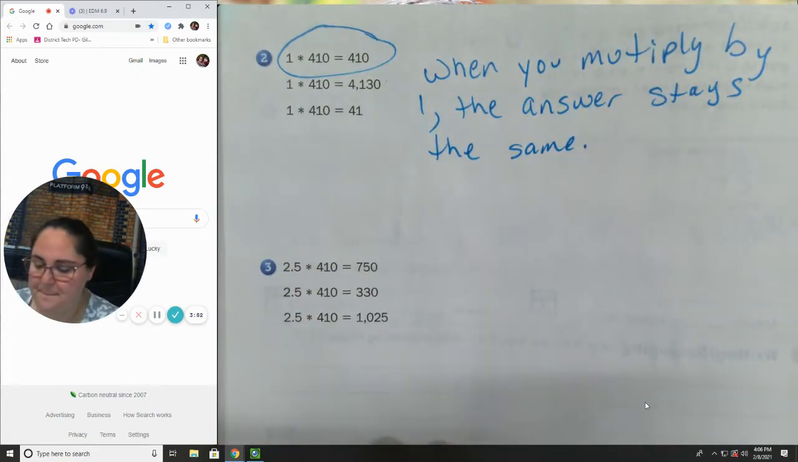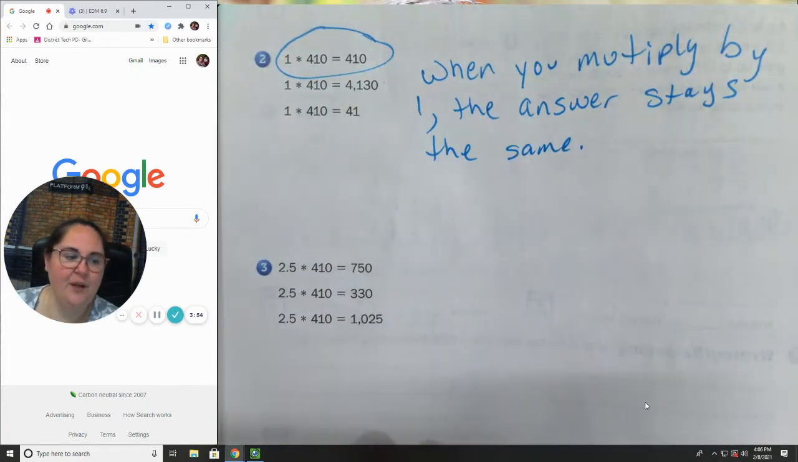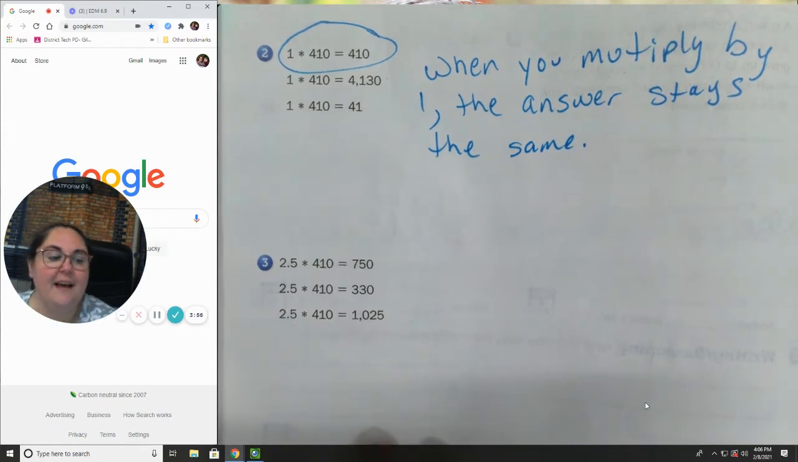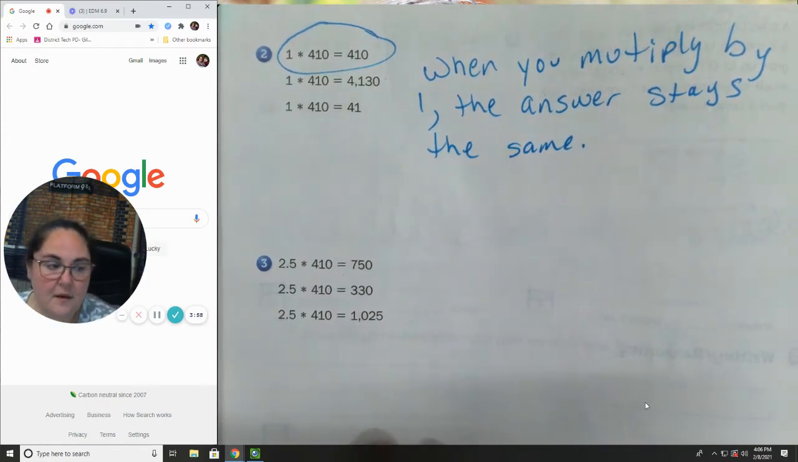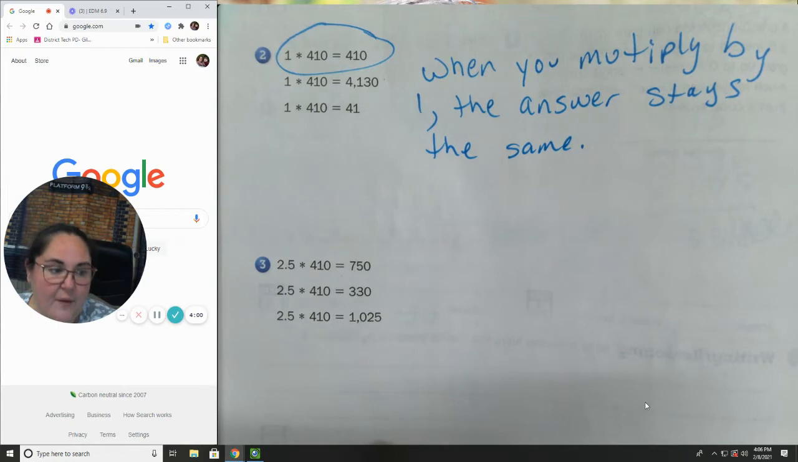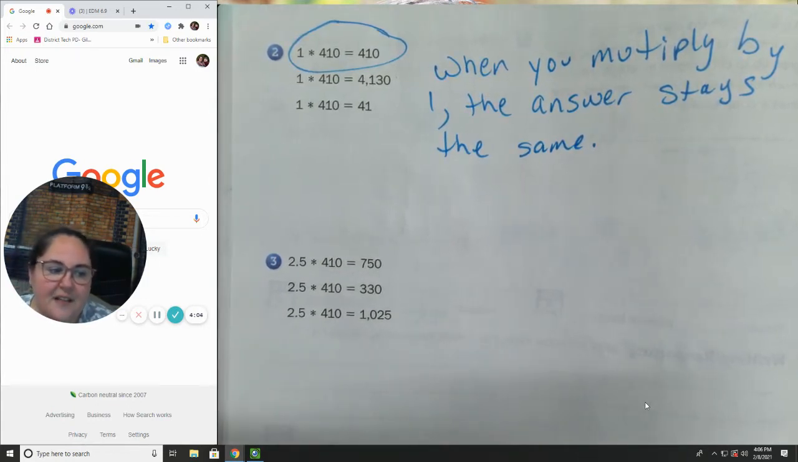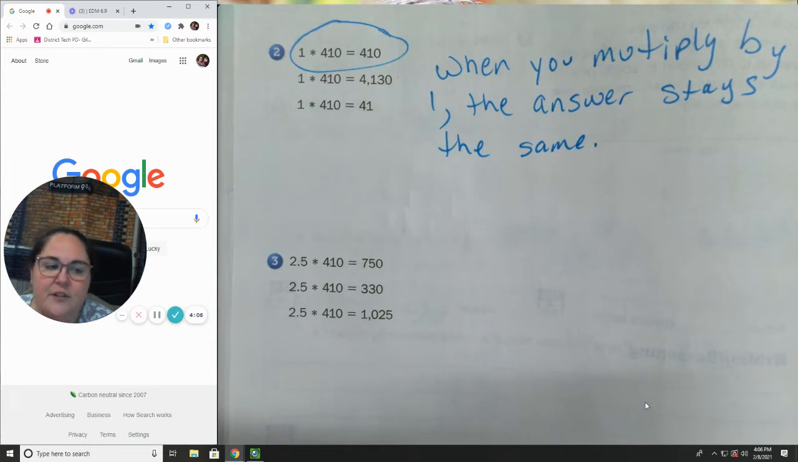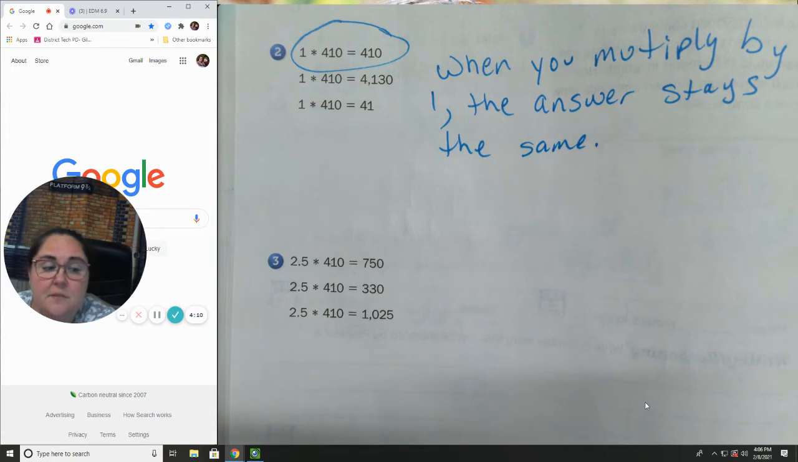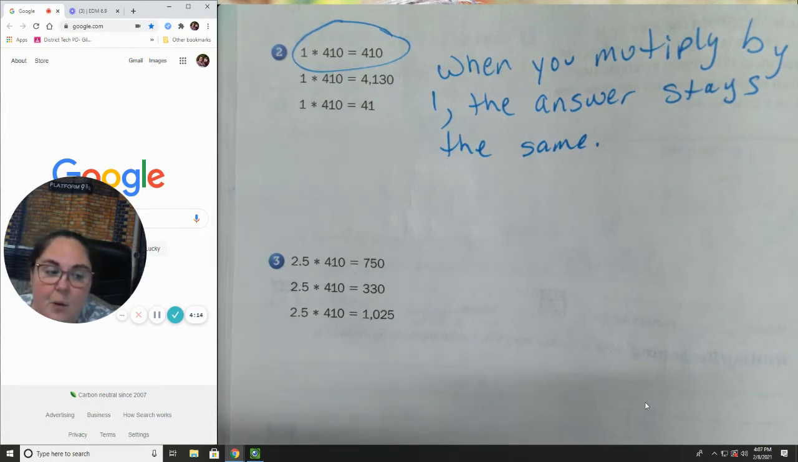All right. Based on what we did up here, I want you to try to figure out the wording and the explanation for this one. So first, I want you to try to multiply or think what you would need to do for 2.5 times 410. Would it be about 750, about 330, or about 1,000? What do you think?